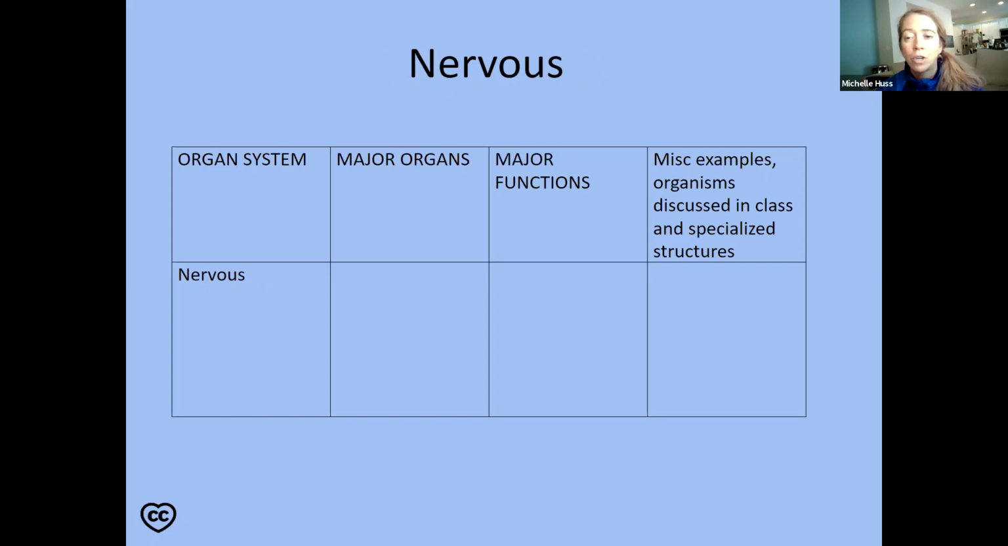I say short-term homeostasis. That really includes thought too, thought and motivation and those sorts of things too. So short-term homeostasis, major organs would be your brain and your spinal cord and nerves.